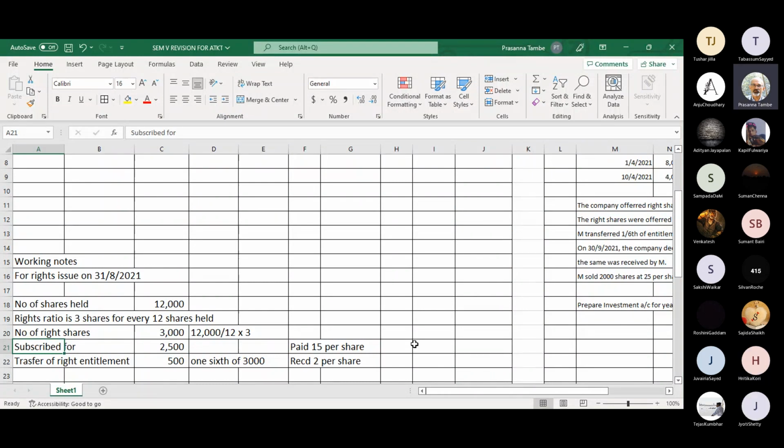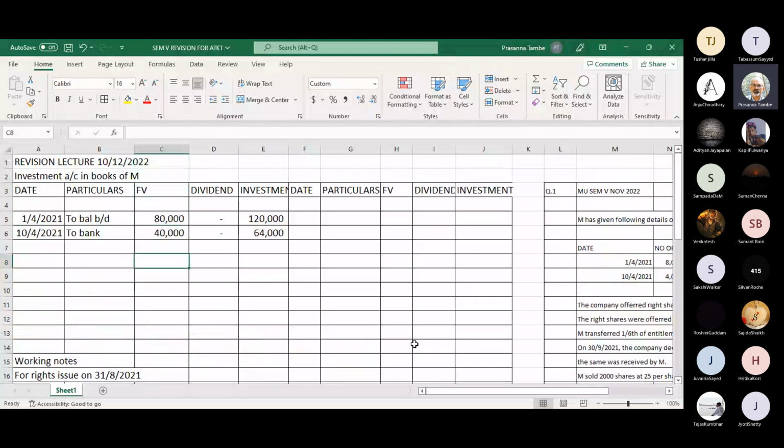Yes, sir. Okay. Now there are two different entries for this. One is what he has subscribed. He has paid 15 rupees per share for 2,500 shares. So that amount we have to calculate and pass the entry for it, and the entry will be investment account debit to bank account. So let's pass that entry first. This is on 31st August. Investment account debit to bank. Rights shares. This is only for your information.